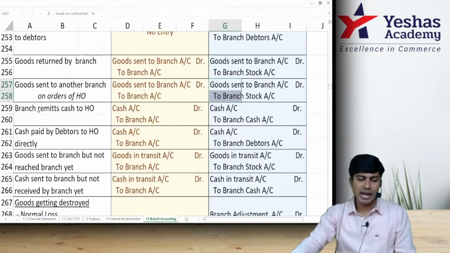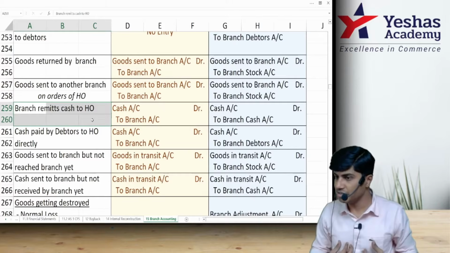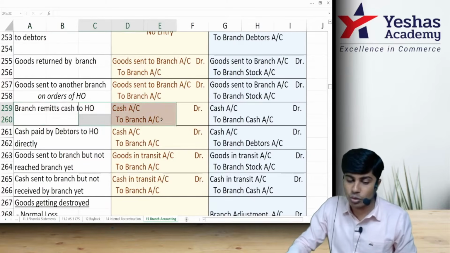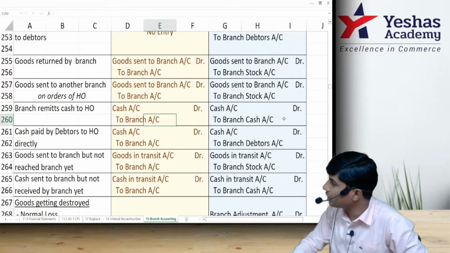Next we have with us branch remits cash to head office. Branch is giving cash to head office. Head office is receiving cash. Head office will write cash account debit to. Under stock debtor system, we will not credit branch, we will credit branch cash.